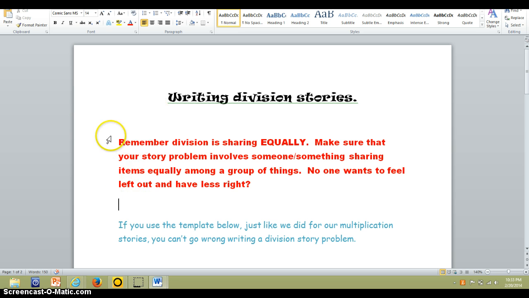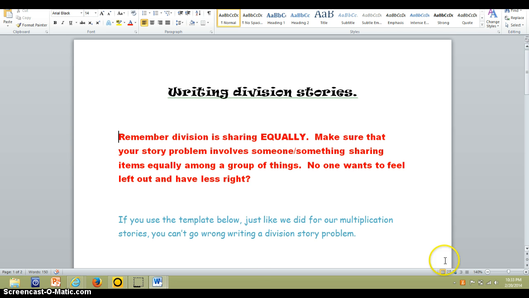Well, the same is going to hold true for our division stories. The thing we have to remember about division is that division means that you're sharing equally. And when you're writing your division stories, you want to make sure that your story problem includes someone or something sharing items equally among a group of things. Right? I mean, remember, no one wants to feel left out and have less, right? So just remember that when you're doing your division stories.